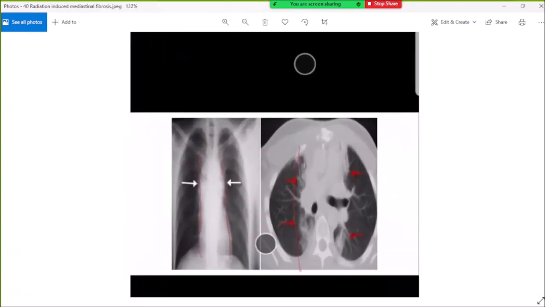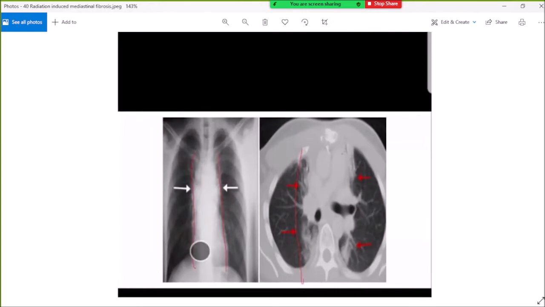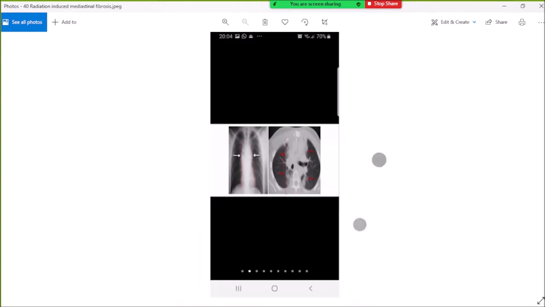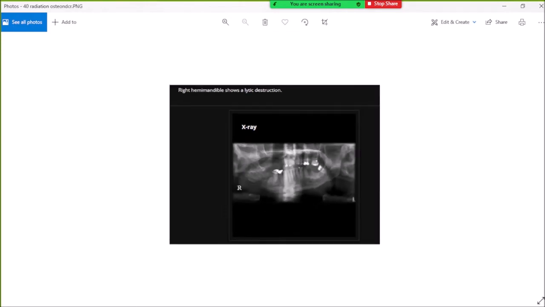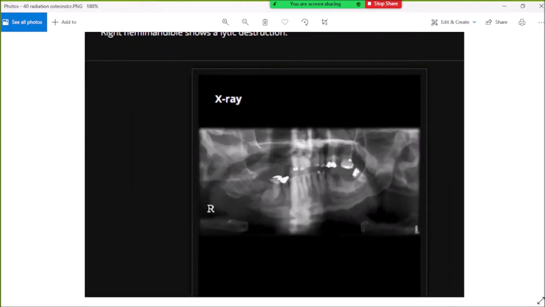There is radiation-induced mediastinal fibrosis. There is radiation-induced osteonecrosis. You can see this part of the mandible is broken and the bone is irregular compared to this side. Radiation-induced osteonecrosis.